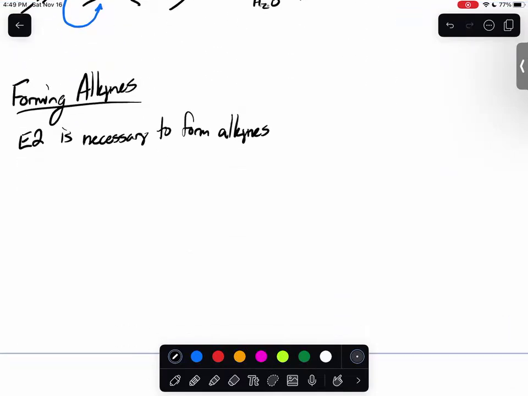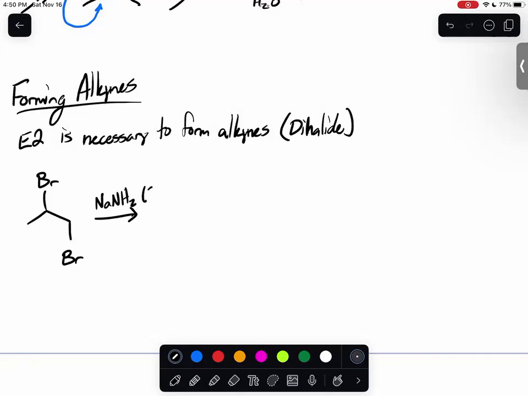But in terms of forming alkynes directly from something else, we got to do E2. And as a matter of fact, that E2 has to come from a dihalide, right? And so the dihalide is necessary because we need to essentially do two back-to-back eliminations. So what's it going to look like? Well, let's say we have this reagent here, right? This 2,3-dibromopropane.